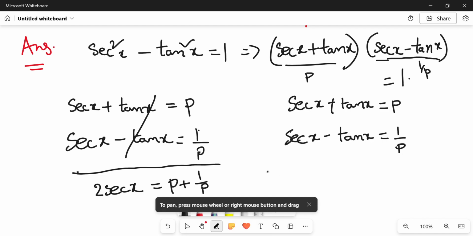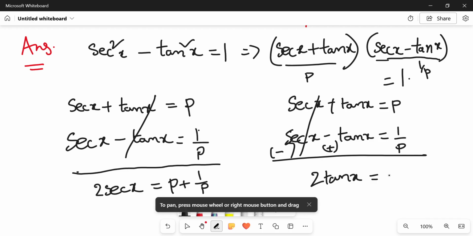Now you just take a subtraction of these two equations. So when I subtract, we'll change the signs and then add up. So the secant x gets cancelled out, so you get 2 tan x. 2 tan x becomes p minus 1 by p. So like this you get.